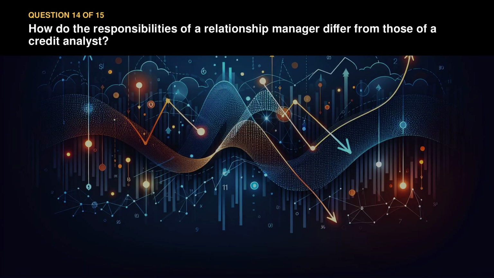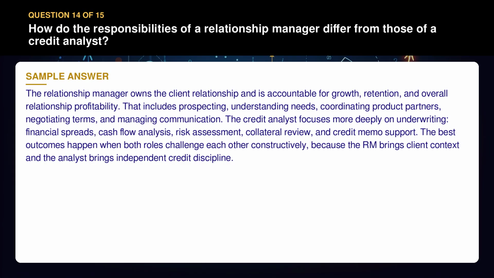Question 14. How do the responsibilities of a relationship manager differ from those of a credit analyst? The relationship manager owns the client relationship and is accountable for growth, retention, and overall relationship profitability. That includes prospecting, understanding needs, coordinating product partners, negotiating terms, and managing communication. The credit analyst focuses more deeply on underwriting, financial spreads, cash flow analysis, risk assessment, collateral review, and credit memo support. The best outcomes happen when both roles challenge each other constructively, because the RM brings client context and the analyst brings independent credit discipline.